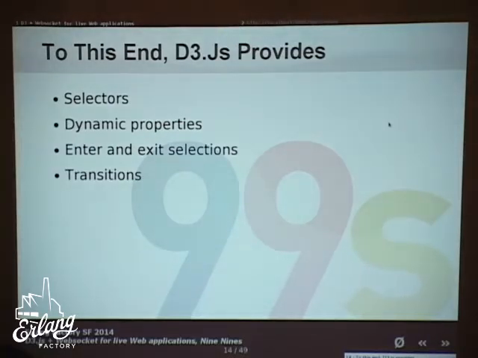It provides selectors, which are a little different than, for example, in jQuery. We will see why. It provides dynamic properties. For example, I have a color for my cell in my table, and this color could be changing depending on the value I have. So instead of setting the actual value of the color, you simply set a function that then updates the color depending on the data. It has enter and exit selections, I will explain, and transitions.